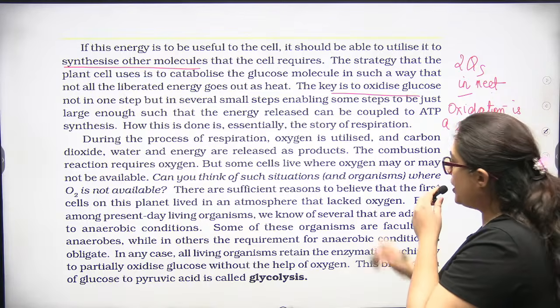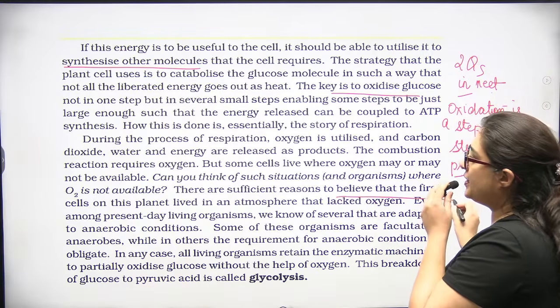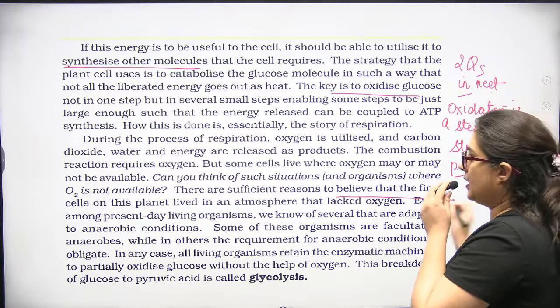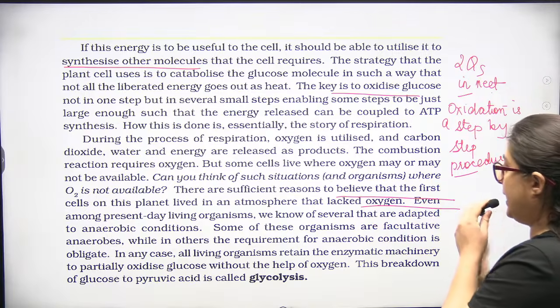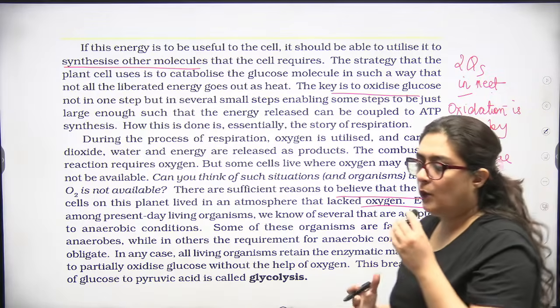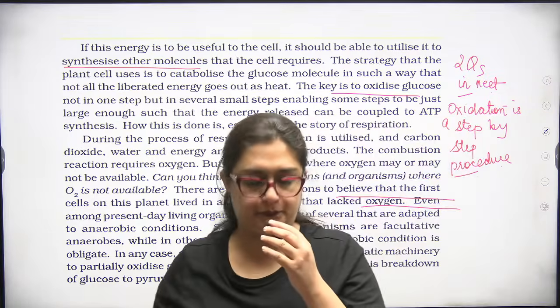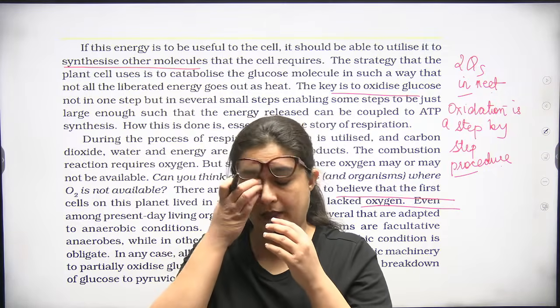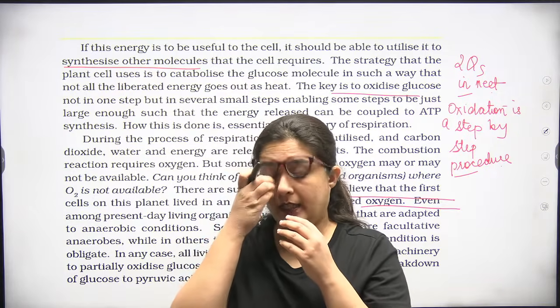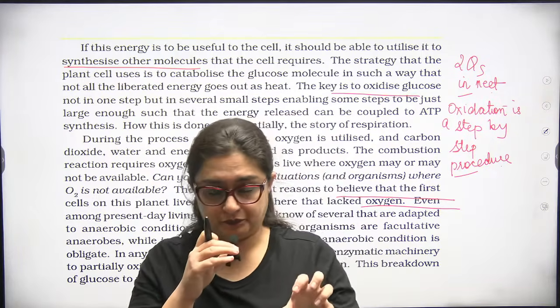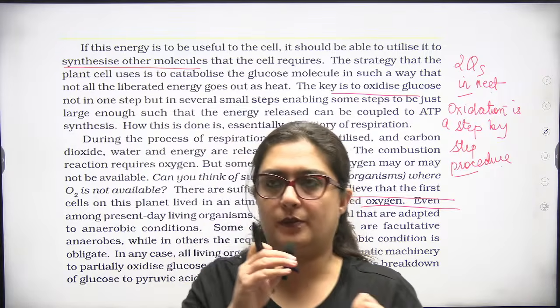There are sufficient reasons to believe that the first cells on this planet lived in an atmosphere that lacked oxygen. Initially, when the earth was formed, if we discuss the evolution part, we will take the evolution chapter very soon, or we are going to take human reproduction.